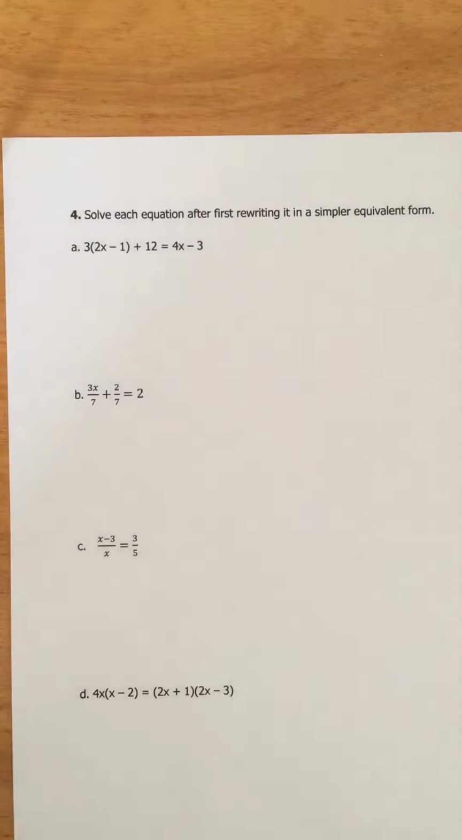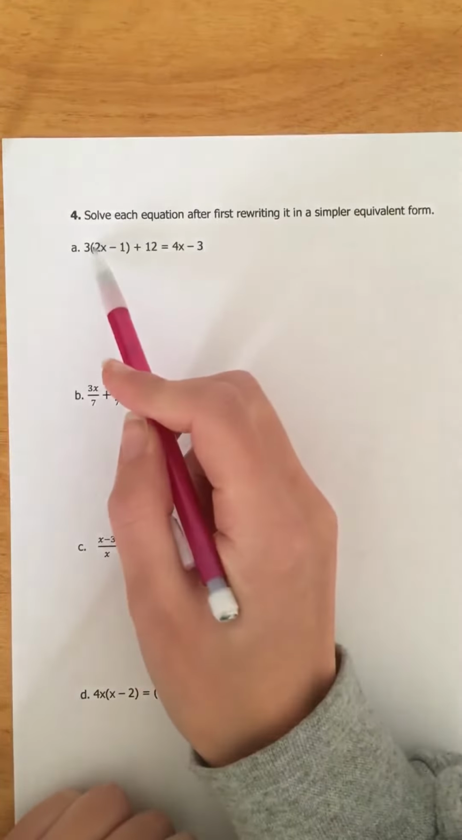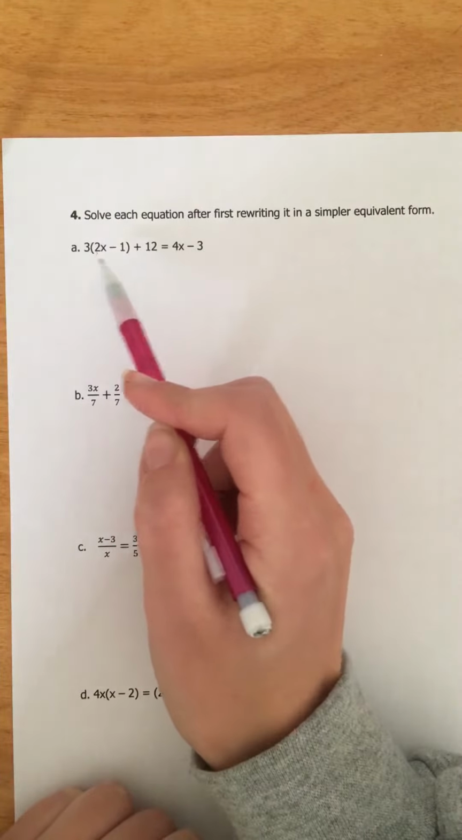This is problem 4 from the Chapter 5 closure packet. Solve each equation after first rewriting it in a simpler equivalent form. So part A. First thing we notice is we have some parentheses here on this left side of the equation.